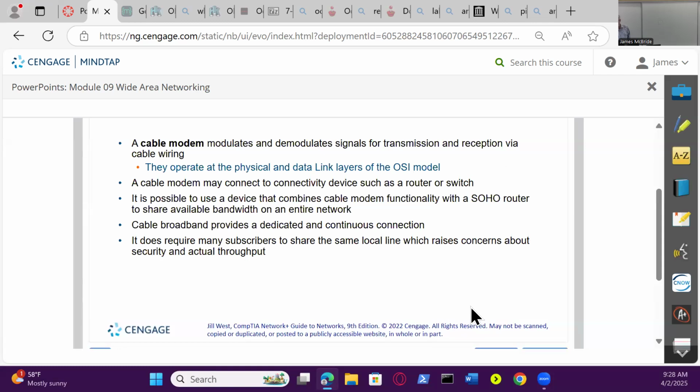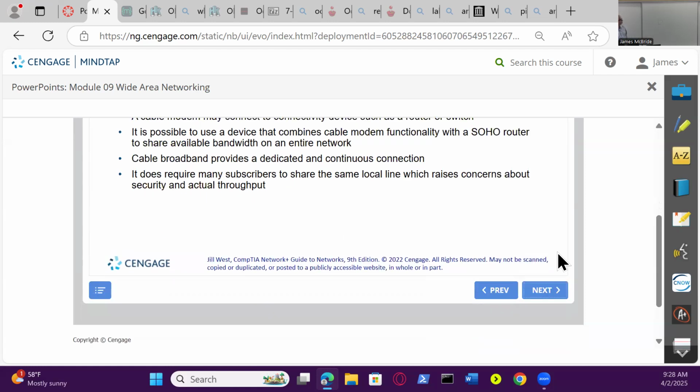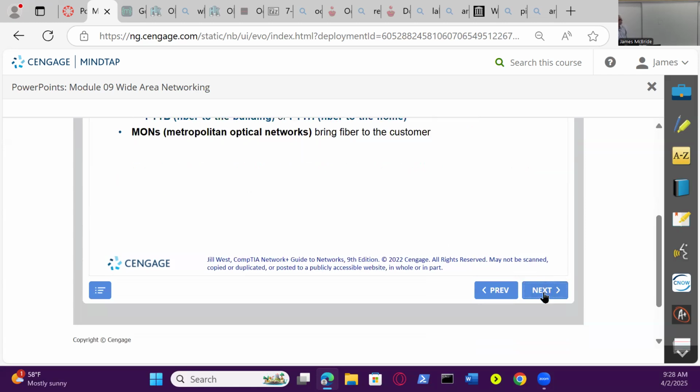So that requires a cable modem. On DSL, you get a DSL modem. On cable, you get a cable modem. And sometimes everything's built in.